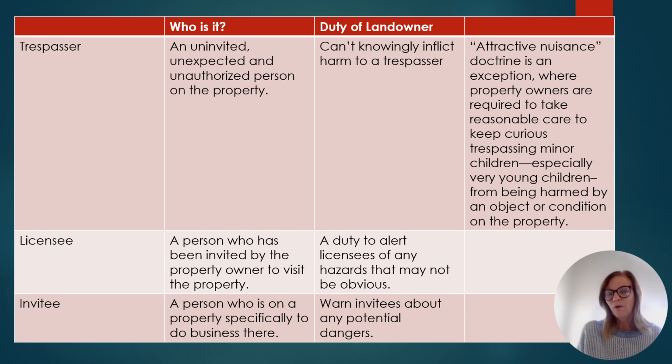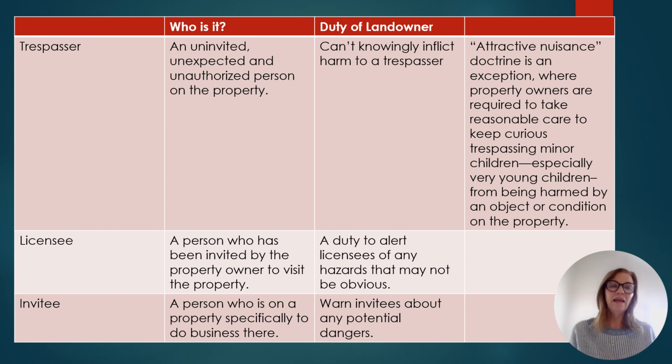So if you have a pool or a trampoline in your backyard, you need to take reasonable steps to make sure that a child trespasser would not be harmed, and that's why a lot of places require fences and things of that nature. A licensee is a person who you invite on the property to visit, and that would be just a visitor. What you need to do is, if you have things that may not be obvious, and if they are hazards, you should alert them. So, for example, I have guests at my house. If there is a pothole in my yard that's hard to see, I need to let people know of that. I need to make them aware of that.